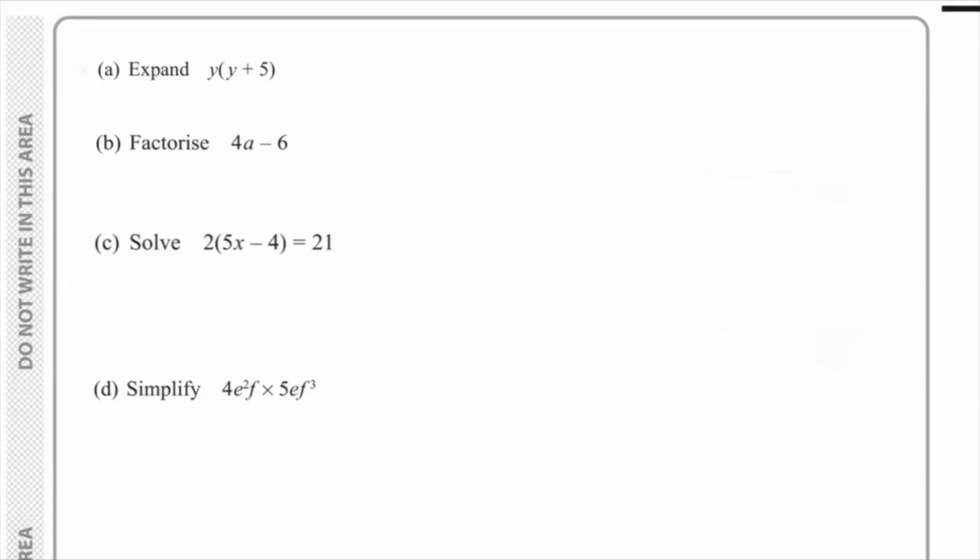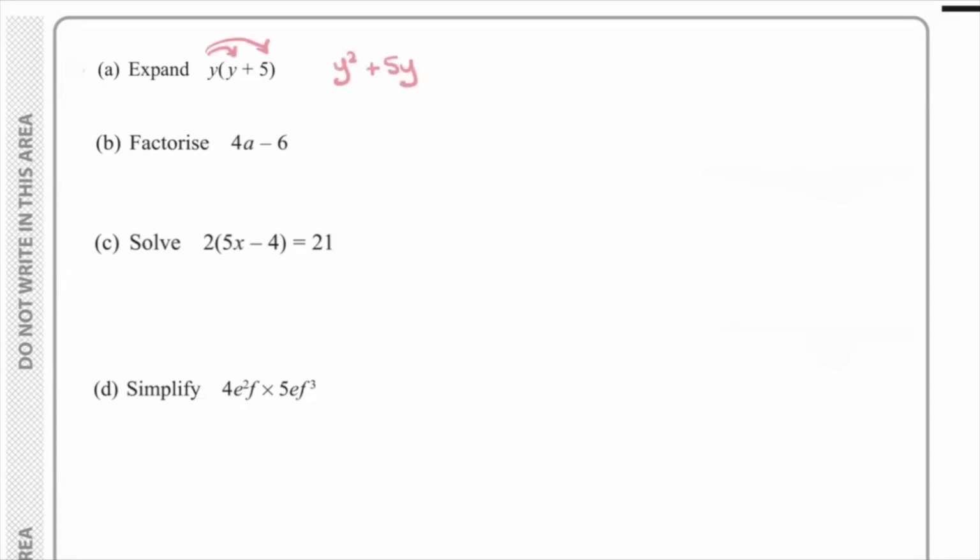Okay, so this next question was actually worth 7 marks in total. So a really nice number of marks attached to the one question. The first part is asking us to expand. Expand means multiply out the brackets. So we've got y times y, which is y squared, and we've got y times 5, which is 5y, and that was for 1 mark.